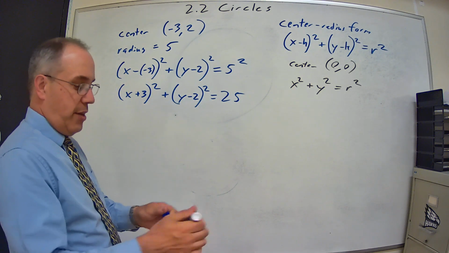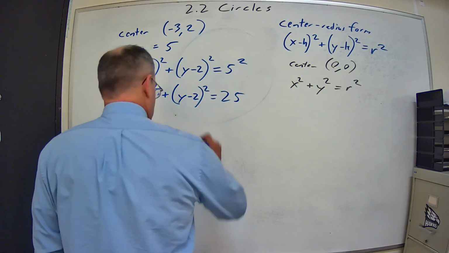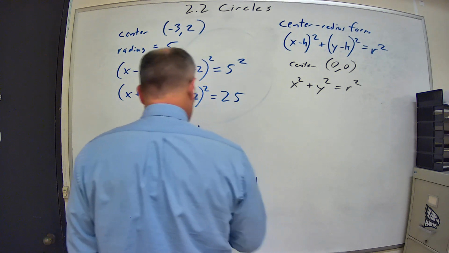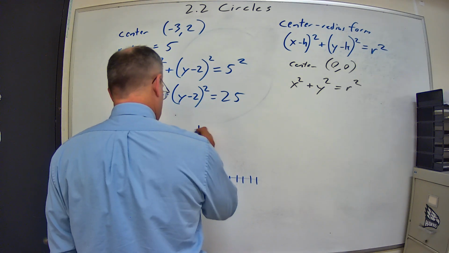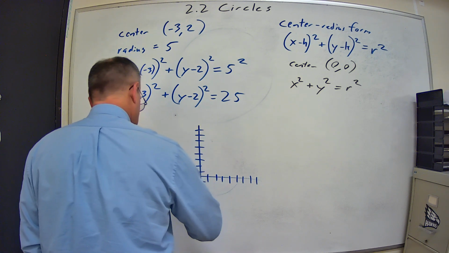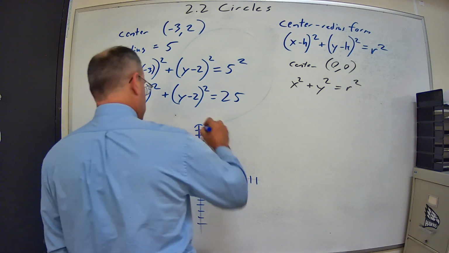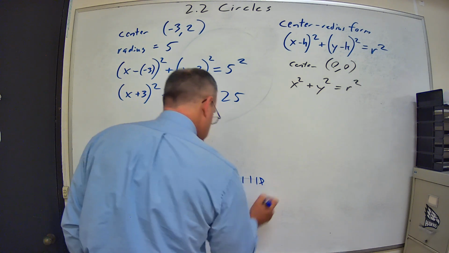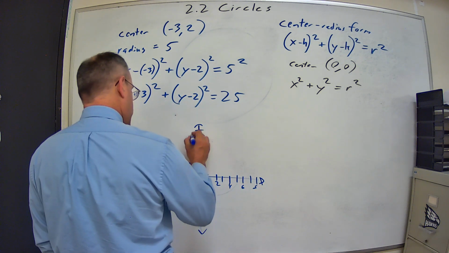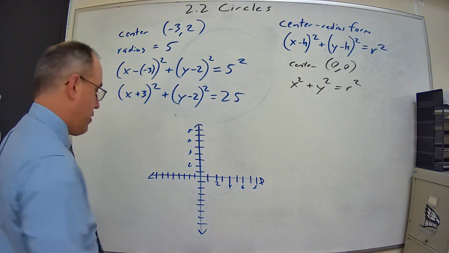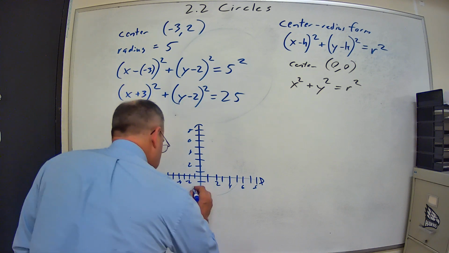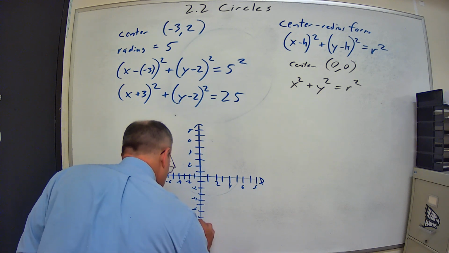So if I have this right here and I want to plot this circle, I'm going to create my grid. Give myself some numbers, 2, 4, 6, 8, 2, 4, 6, 8. Remember, you always want to number your axes. -2, -4, -6, -8, -2, -4, -6, -8.